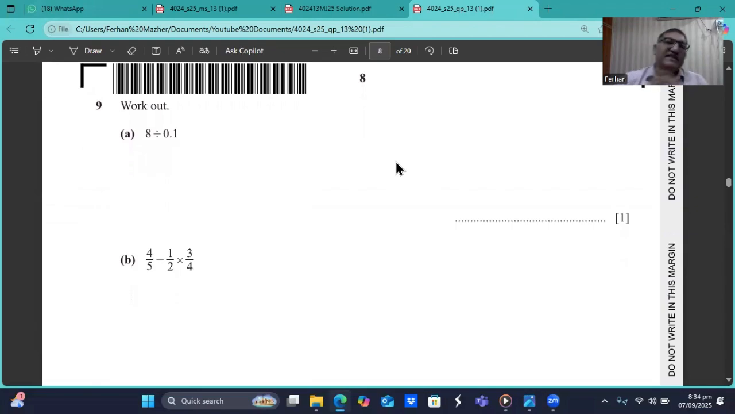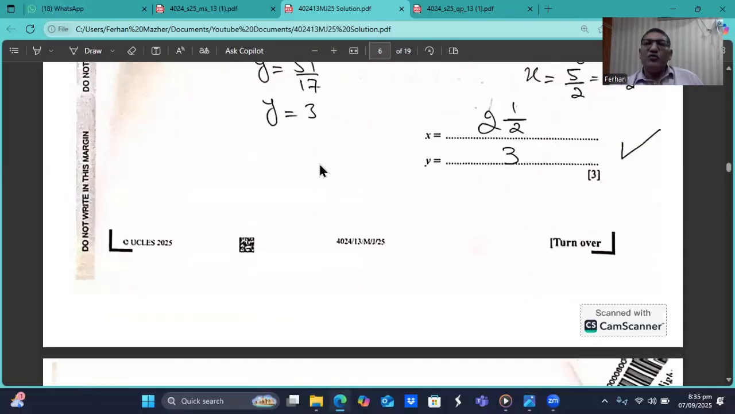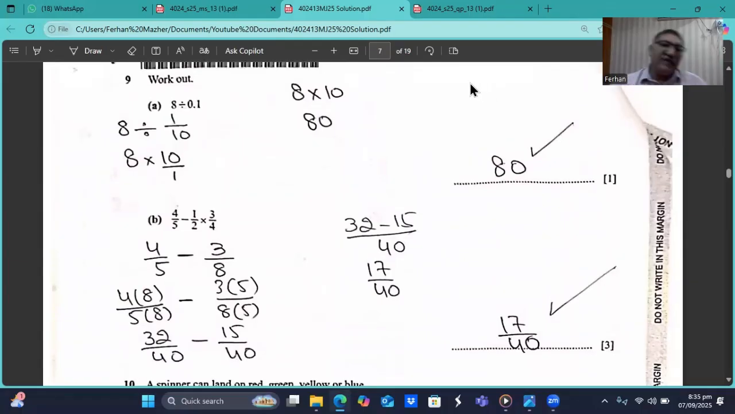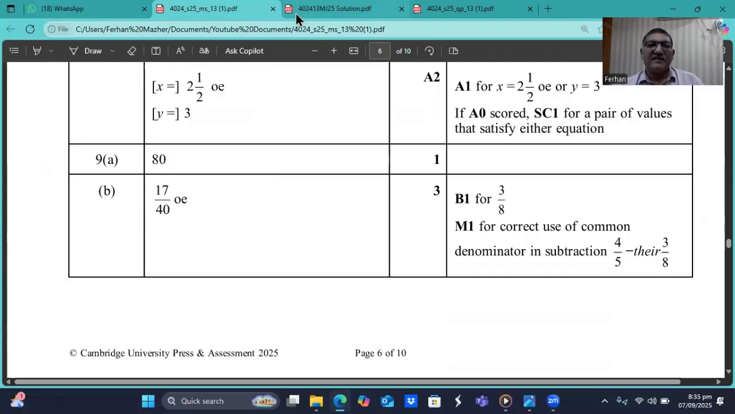Okay, so it says work out. Part A is 8 divided by 0.1. You can remove the decimal here, and when you remove the decimal, we put 10 in the denominator. So you will have 8 divided by 1 by 10. When you convert the divide sign into a multiplication sign, you reciprocate this fraction, so 10 divided by 1. So 8 multiplied by 10 divided by 1, and that is 8 into 10, that is 80. So question number 9, part A, 80 is the answer.